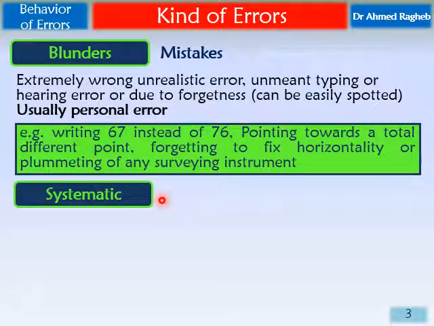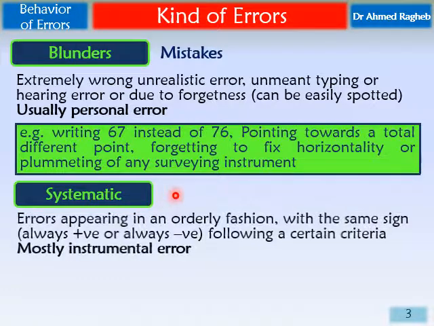Secondly, the systematic error, الخطأ المنتظم. Systematic errors, and because it's called systematic, the source of this error is usually instrumental, because in order for an error to be systematic, three factors have to be valid. Number one, it has to be repeating. Number two, it has to have the same sign or the same direction. And number three, it has to have the same value.